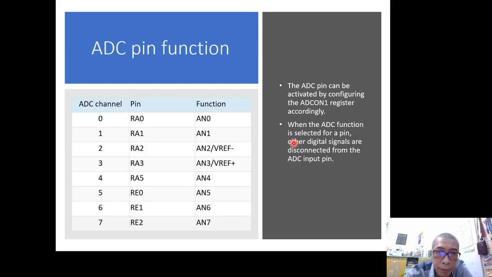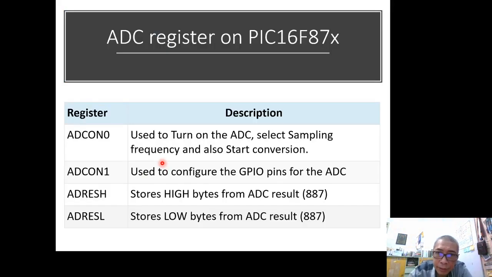So this is the ADC pin function. We have 8 channels, from RA0, RA1, RA2, RA3, RA5, but the last 3 channels go to RE0, RE1, and RE2. The reference goes to the pins RA2 and RA3. And these are the ADC registers: ADCON0 is used to turn on the ADC, ADCON1 is used to configure the GPIO pins, and the data read from the ADC is stored in ADRESH and ADRESL.